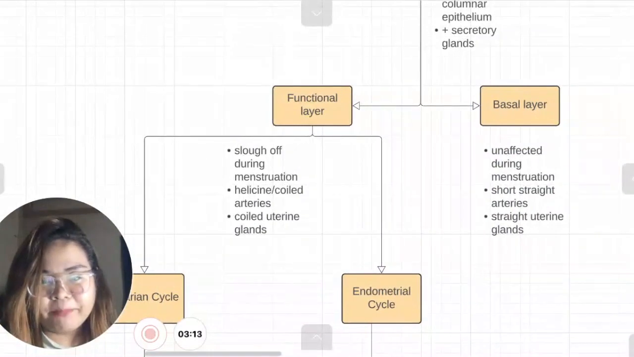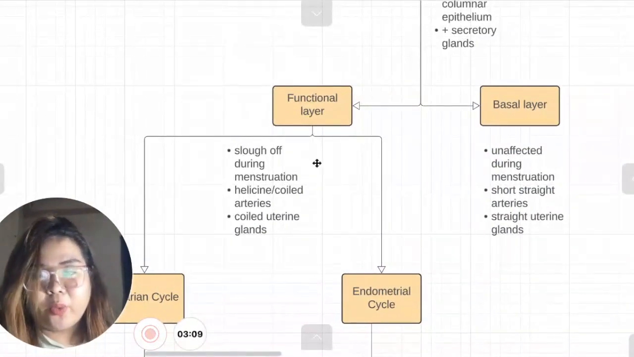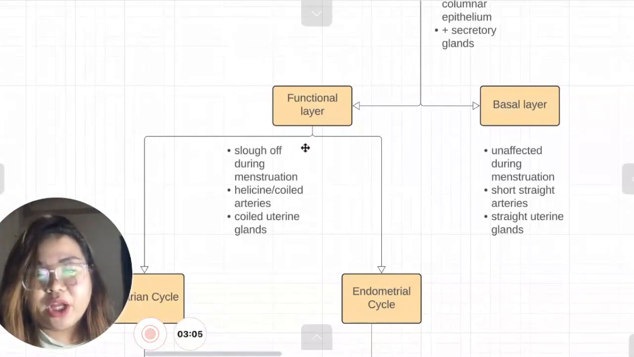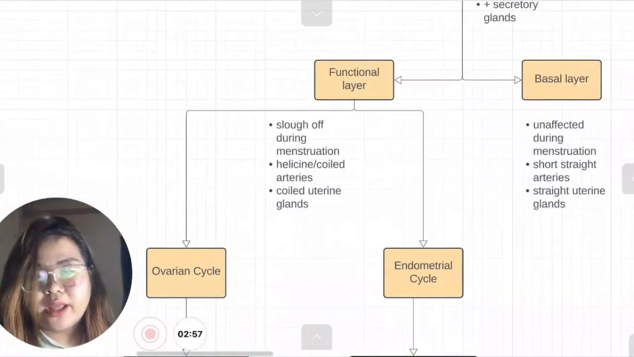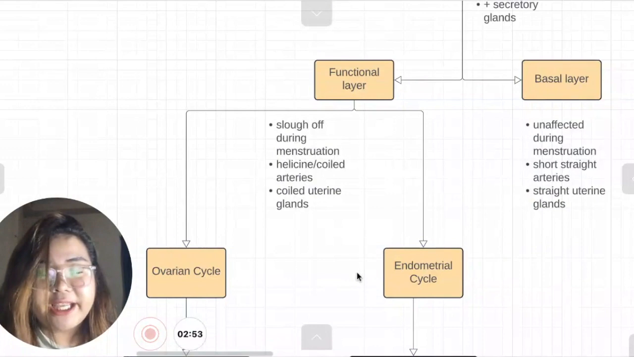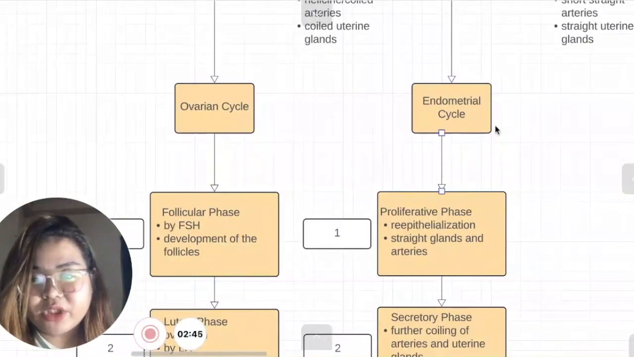Anyway, for the functional layer, it's sloughed off during menstruation, whereas in the basal layer, it's unaffected. So for the functional layer, it also has helicine coiled arteries and coiled uterine glands. Now, there are two cycles that affect the functional layer. We have the ovarian cycle, and then we have the endometrial cycle.